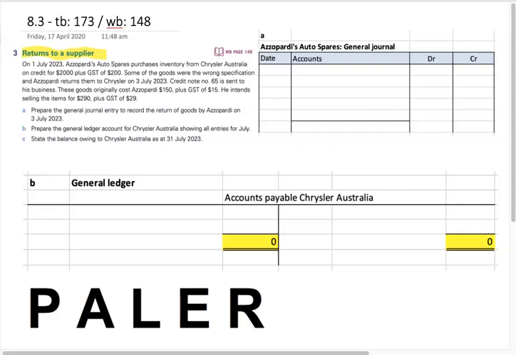So let's read through the question. We're going to go through this one relatively slowly. So if you're feeling really confident, you might skip through a little bit of it, and that's okay. So let's read through it. And we'll highlight the bits that might be important.